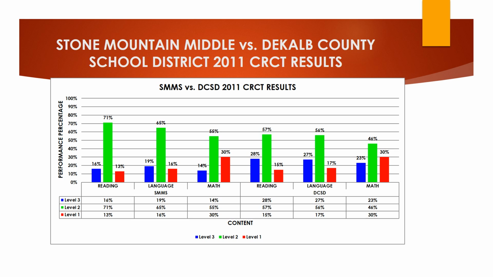When comparing the results of the 2011 administration of the CRCT in the areas of reading, language arts, and mathematics, the Stone Mountain Middle School outperformed the district in each content area in the meets the standard or level 2 category. We outperformed by 20% in reading, 14% in language arts, and 16% in math. The number of students that did not meet the standard was comparatively equal.